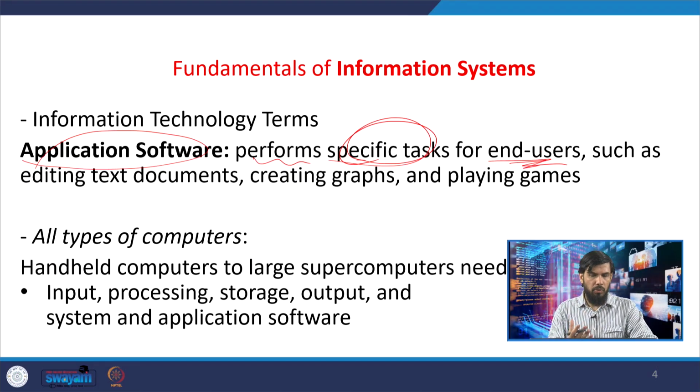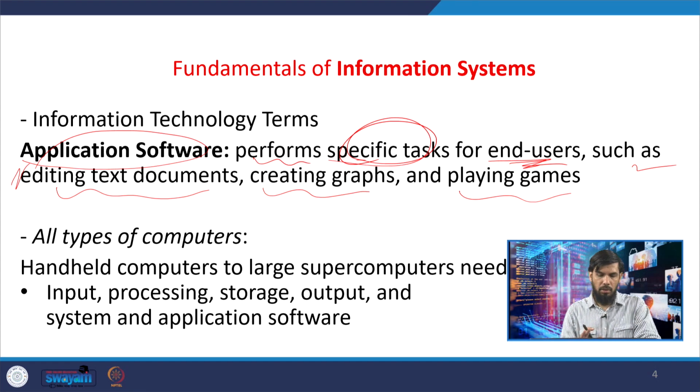So the programs which facilitate that are referred to as application software, such as editing text documents, creating your CV, creating graphs, playing games, right. So all these are examples which are of interest to end users. The software which supports these specific tasks of interest to end users is categorized as application software, while the system software mainly manages the resources, facilitates resources which are later used by the application software.